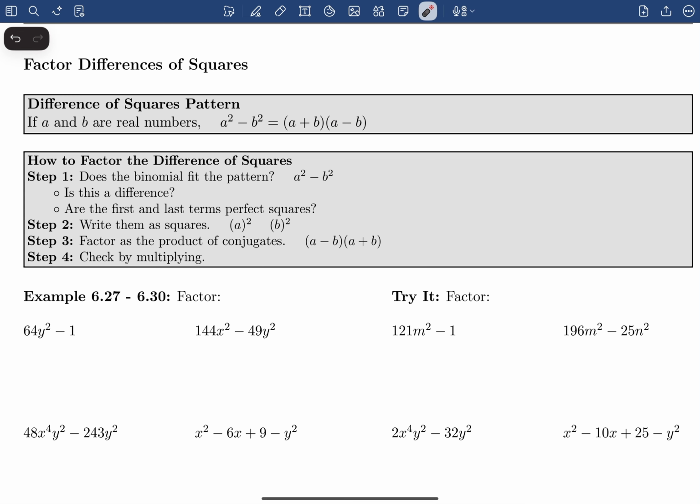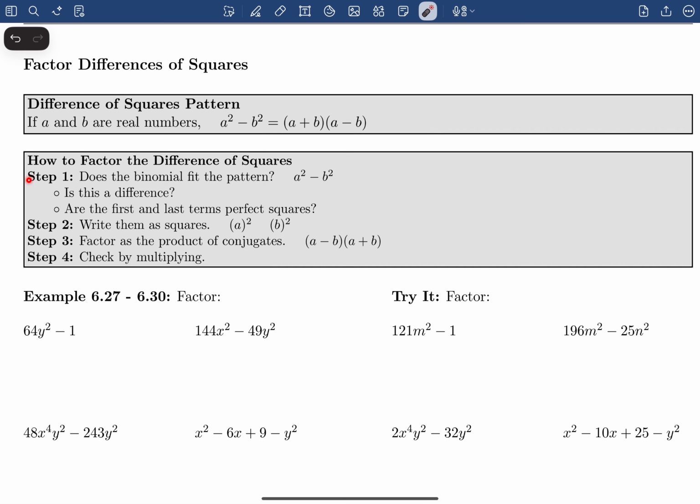It will not matter because multiplication is commutative, meaning it doesn't matter what order you decide to multiply in. Great. So let's get you used to some examples using the difference of squares pattern. And here is how you can factor the difference of squares in this four-step process.